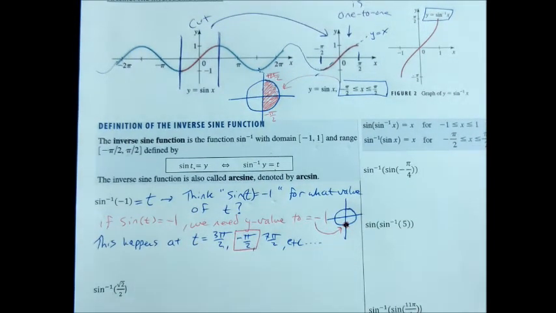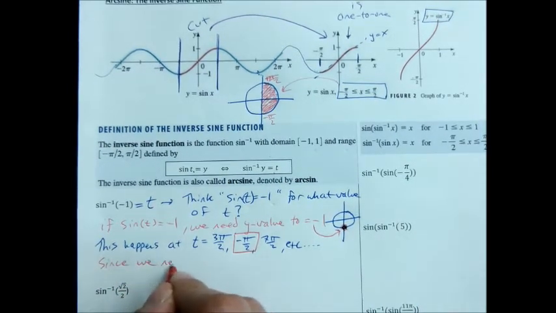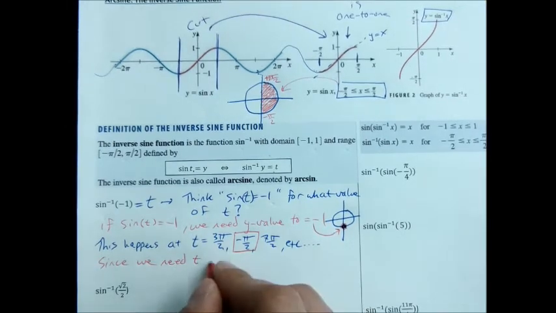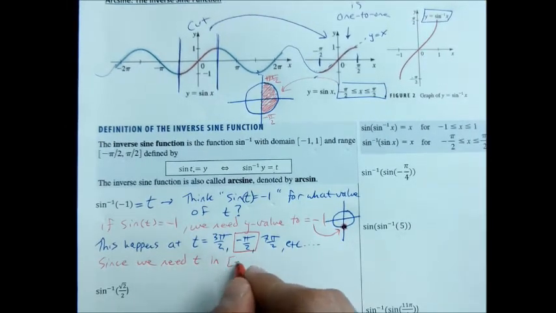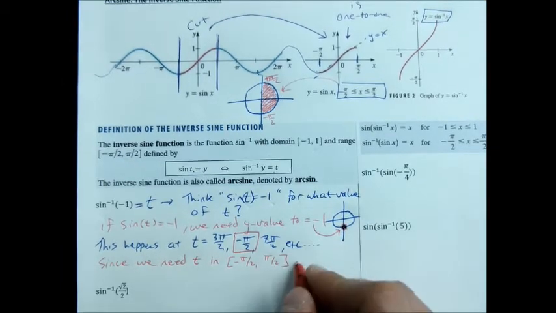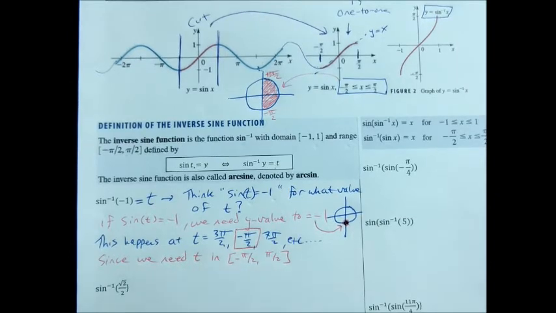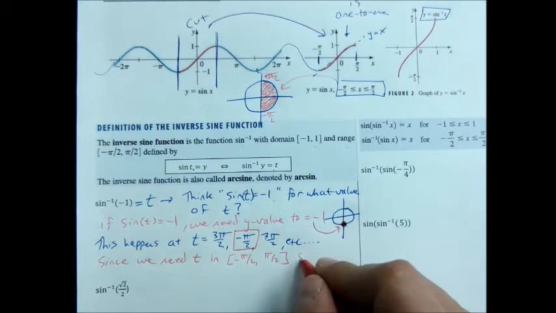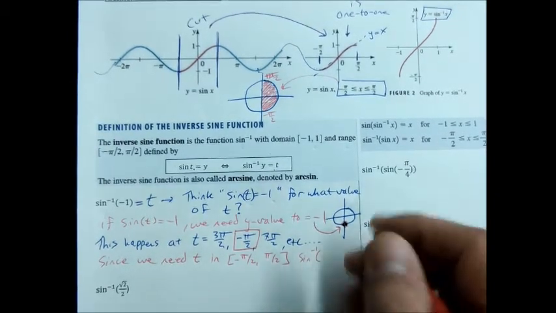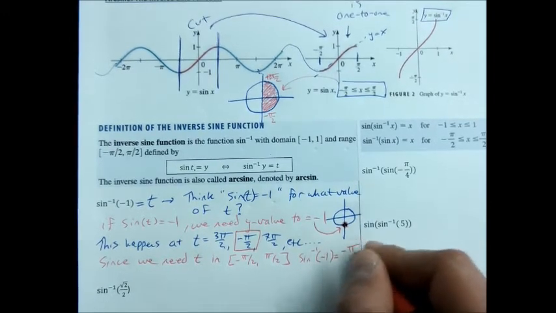Right? So let me write that down. Since we need t to be between minus pi over 2 and pi over 2, we choose the one I circled, the minus pi over 2 one, because that's the only one that's in that interval. And so the sine inverse of -1 is minus pi over 2.